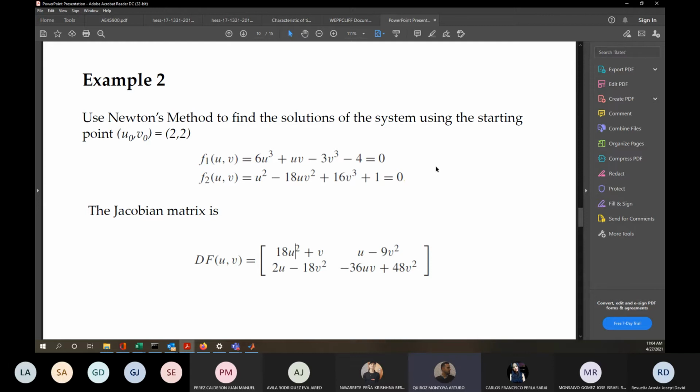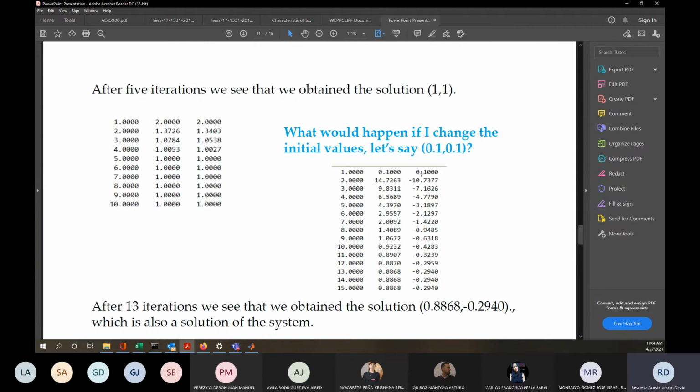Profe, la función 1 me da 24. Okay, 24, and then the following, the second one. La función 2 da menos 11. Okay, 24 and minus 11. So let's go and see if that works.